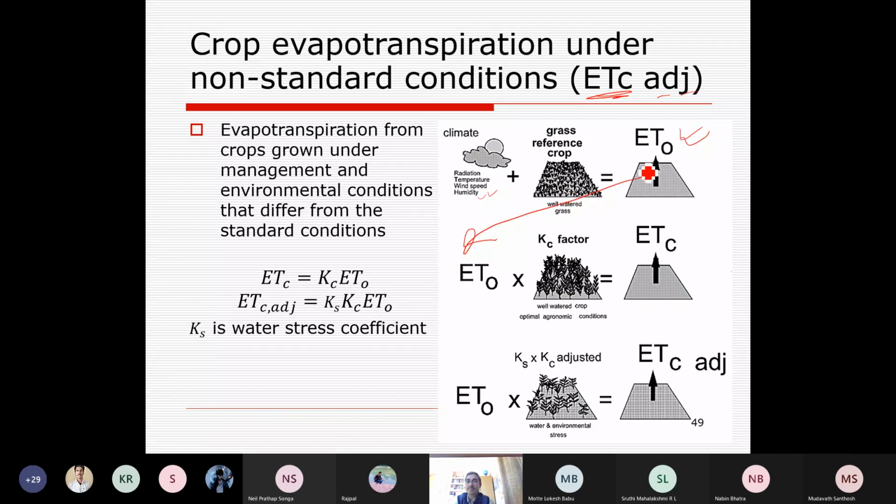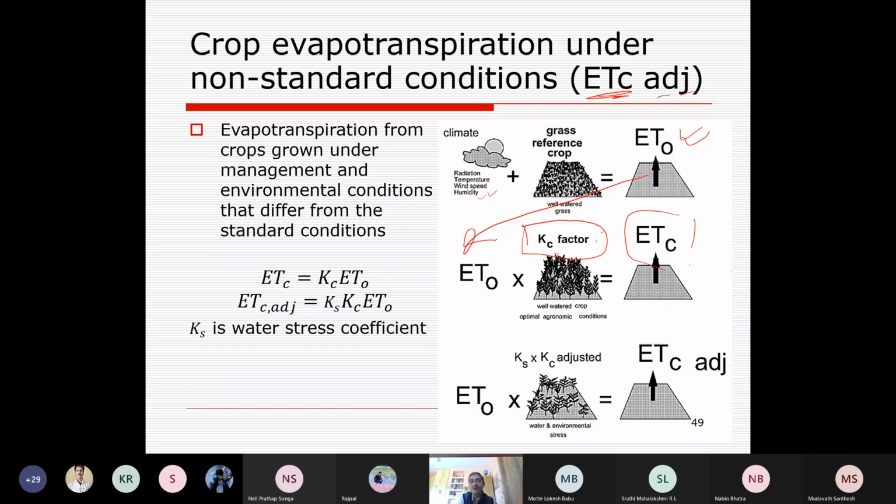We are simply multiplying the crop coefficient or crop factor to get a kind of adjustment for the crop grown under management. ETc is equal to simply Kc into ET0.